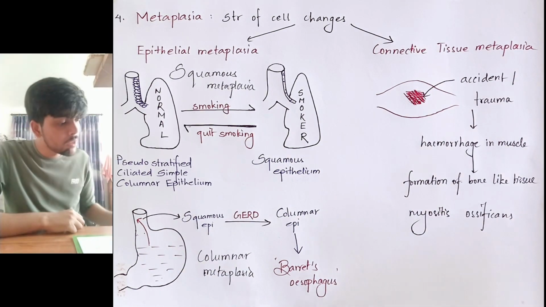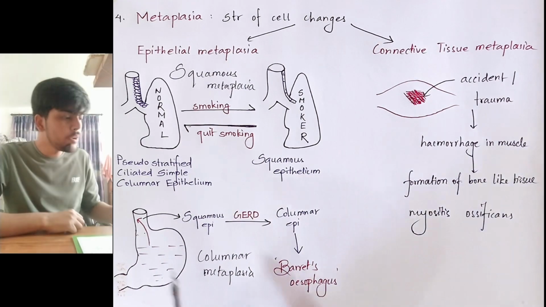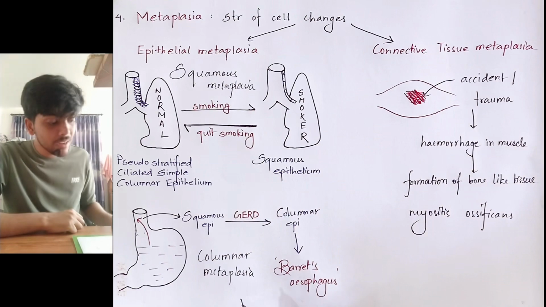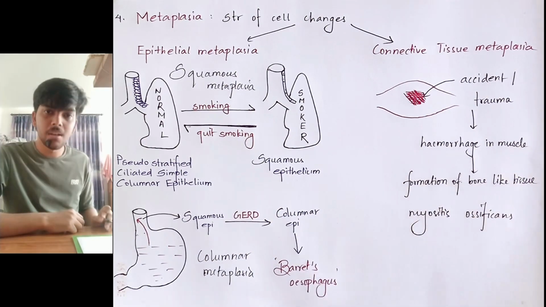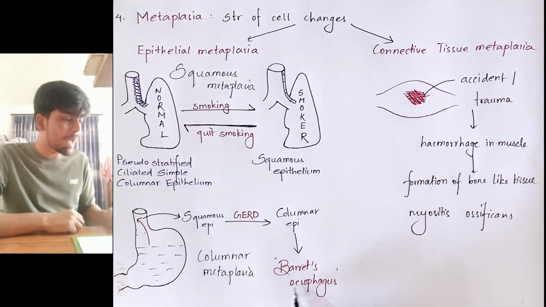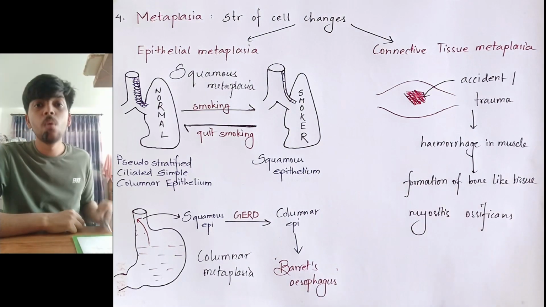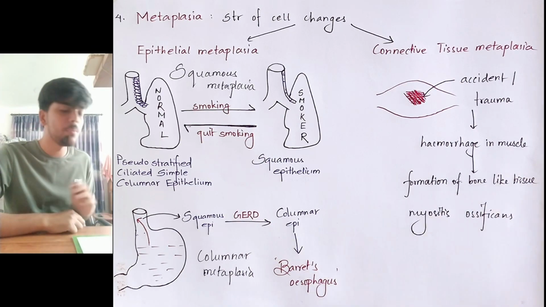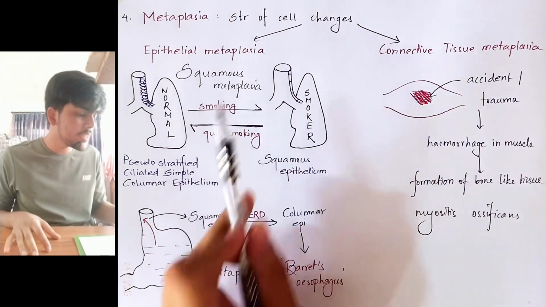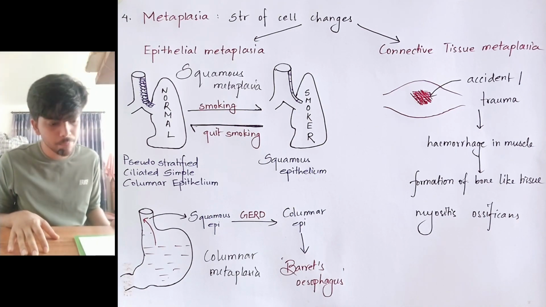What happens then? The esophagus normally is lined by squamous epithelium, but due to the acidic content, it changes to columnar epithelium. And this columnar epithelium containing esophagus is called Barrett's esophagus. Since the end result is columnar epithelium, we call this metaplasia columnar metaplasia. So your squamous metaplasia and columnar metaplasia are your epithelial metaplasia.